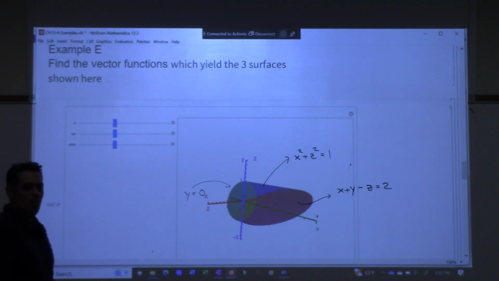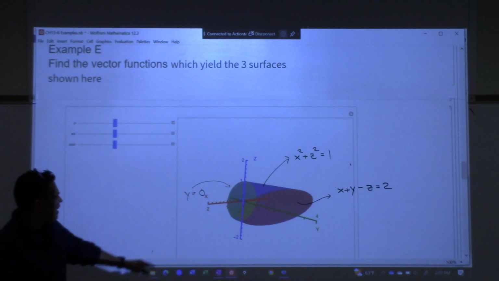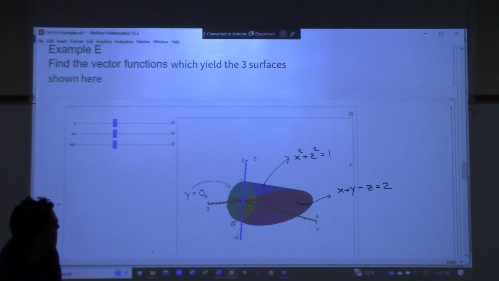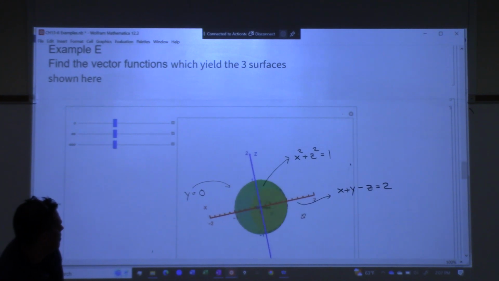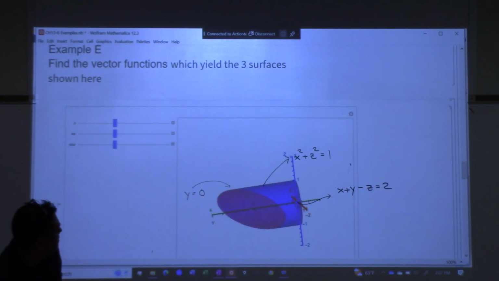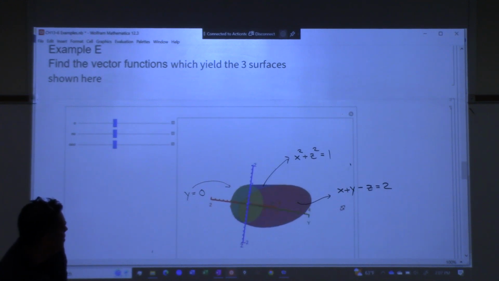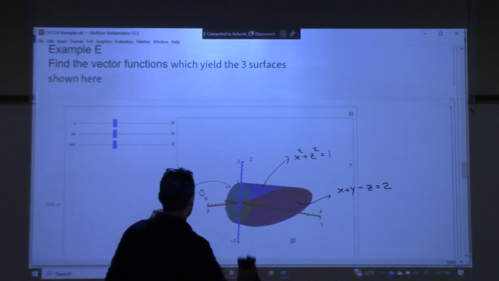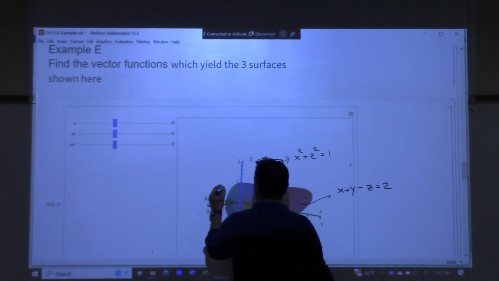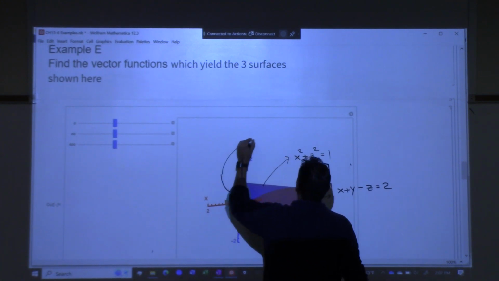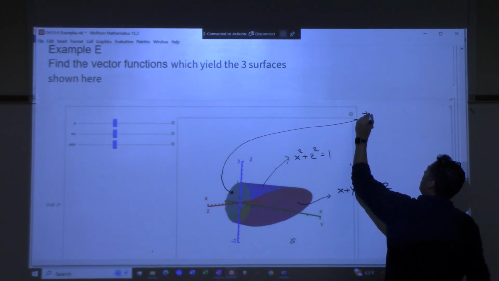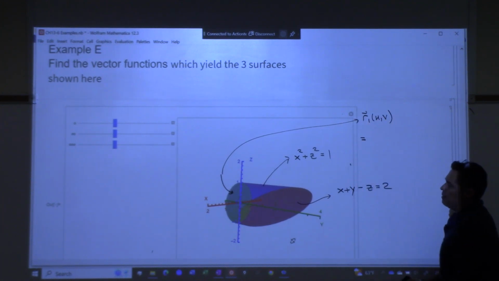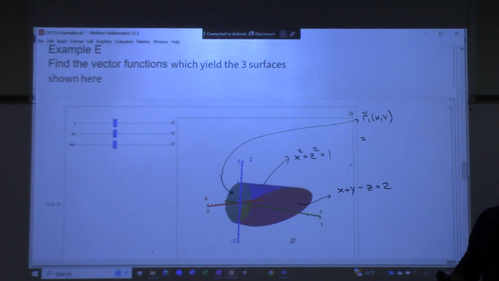Let's start with the easiest one. Which is the easiest one? That back one right here, that disk in the back? Can you move it around to see what it looks like? Yeah? All right, so let's start with this one in the back. The one in the back there, let's call that one R1. It's a disk, right? We just did a disk.